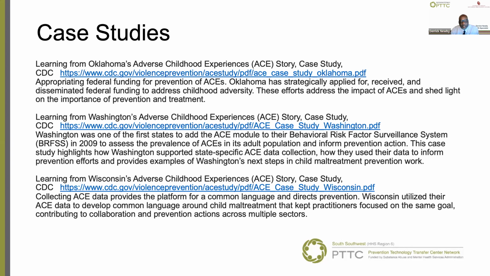Also, Washington was one of the first states to add the ACE module to their Behavioral Risk Factor Surveillance System in 2009 to assess the prevalence of ACEs in its adult population and inform prevention actions. So this case study highlighted how Washington supported state-specific ACE data collection, how they use their ACE data to inform prevention efforts, and it also provides examples of Washington's next steps in child maltreatment prevention work.